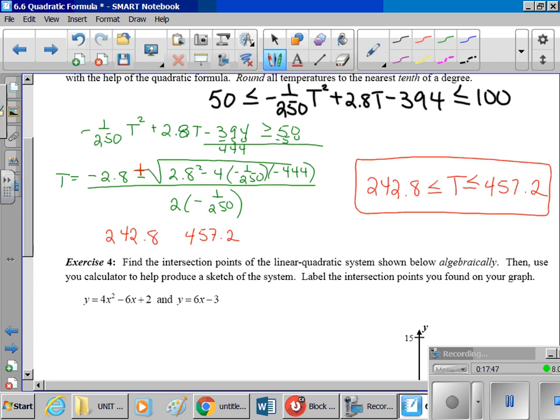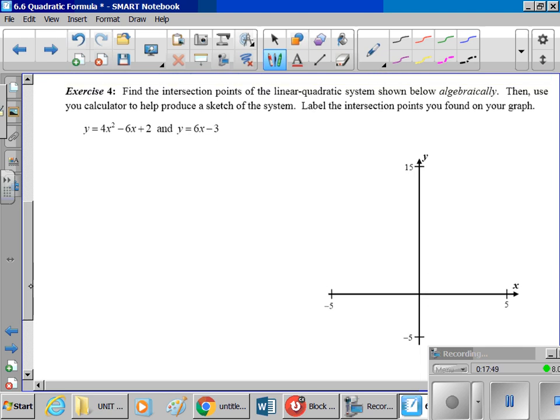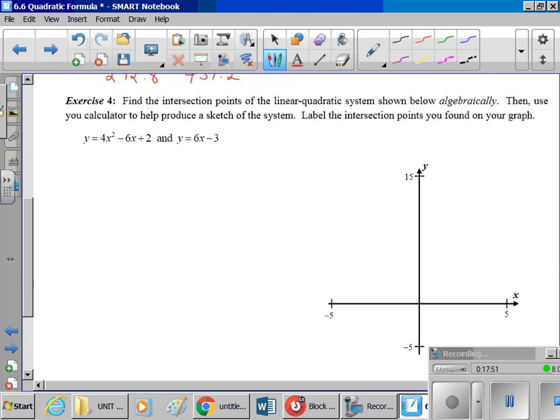So exercise 4 says find the intersection points of the linear quadratic system shown below algebraically. Then use your calculator to help produce a sketch of the system. Again, the sketch is really only there so you recognize that you have 2 points, not just x's. All right? So when you have y equals and y equals, we set them equal to each other.